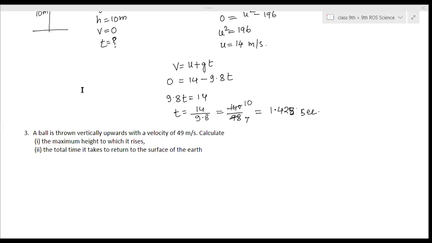Ma'am, time taken is 10 seconds, right? Isn't the time taken 5 seconds? Ma'am, even I got 5 seconds. Ma'am, we have to multiply it by 2 because it returns, right? Time going and coming back. While calculating the time you will get 5 seconds, but when it moves upward in 5 seconds, then it will come down also in 5 seconds. So the total time they have asked is 5 plus 5, 10 seconds.